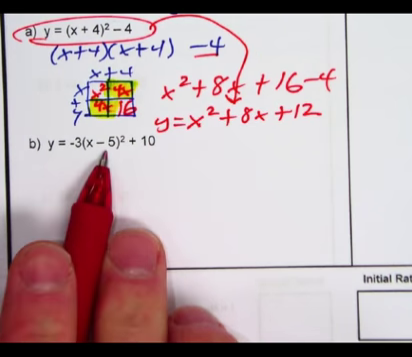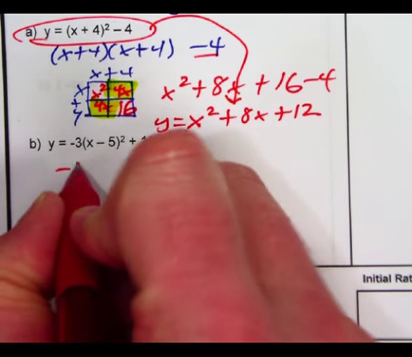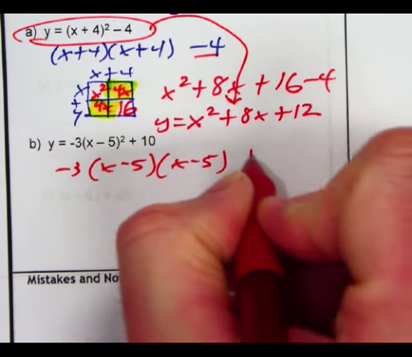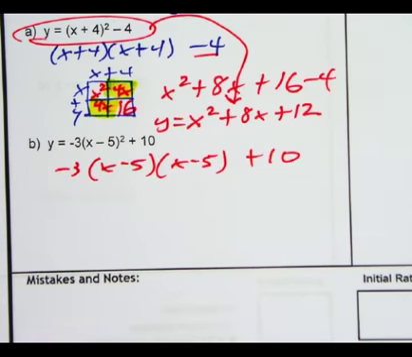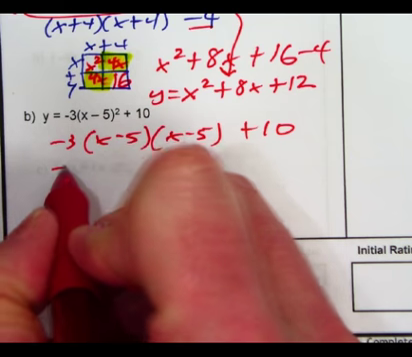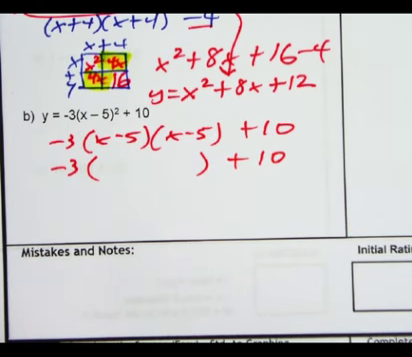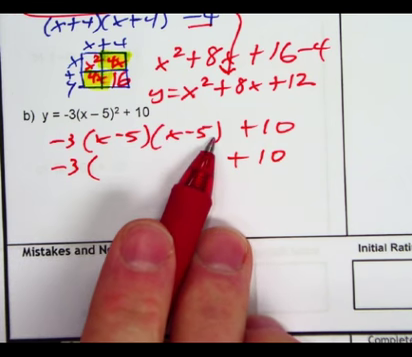So we do the same process here. We'd do -3 times x minus 5 times x minus 5, and then the plus 10 is out there on the outside still. Now this part, I'm going to leave the -3, I'm going to figure out what that is, and then I'm going to do plus 10 again. Well, I need to do x minus 5 times x minus 5.